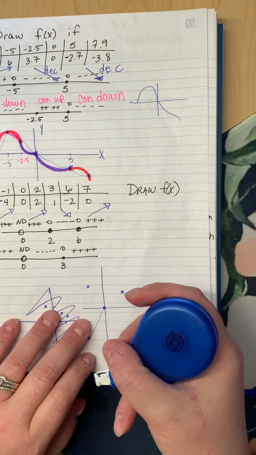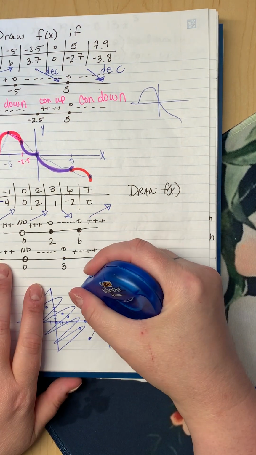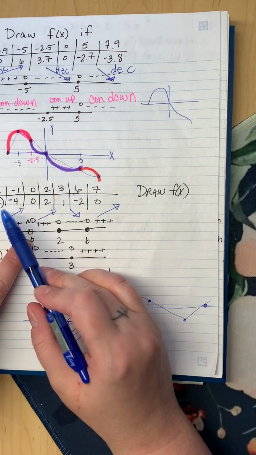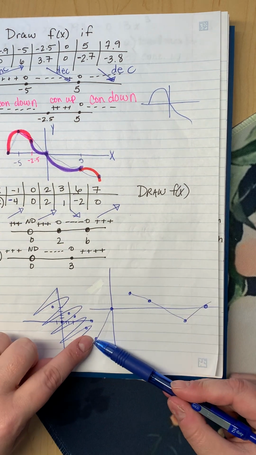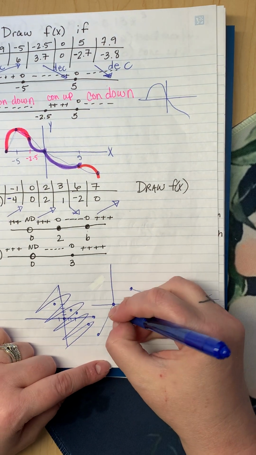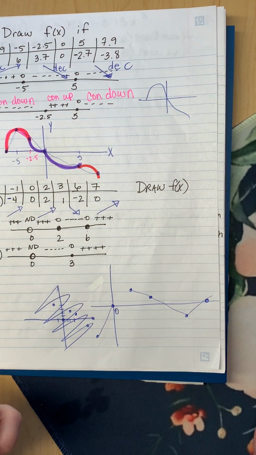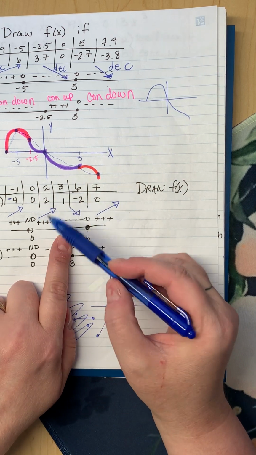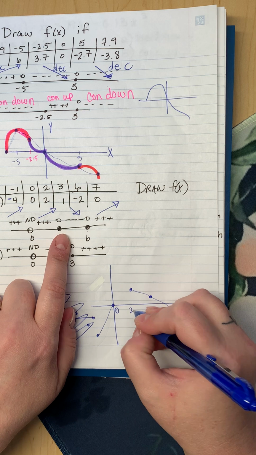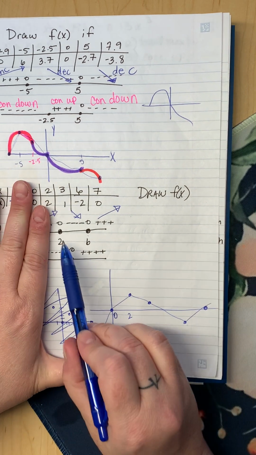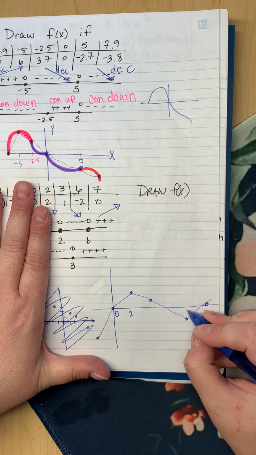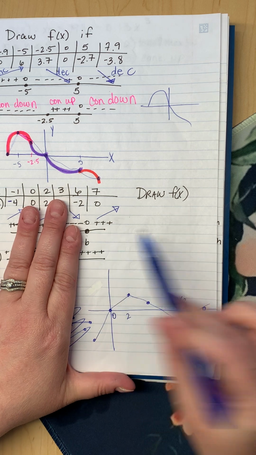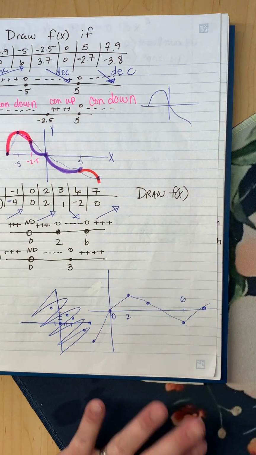Okay, so we saw that from the first derivative, all the way up to 0, our line should be increasing, going up. So all the way up to this x value of 0, our line's going up. Then from 0 to 2, the sign chart also has a plus, so we're going up. Then from 2 to 6, we go down. Then from 6 and on, we go up. So this is the general shape of the graph.